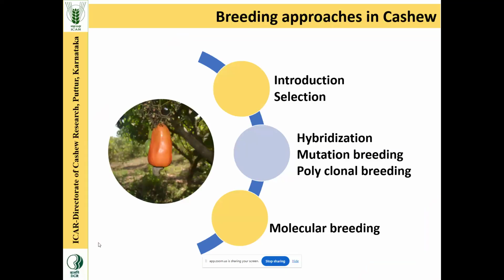What are the approaches to achieve those breeding objectives? It is introduction or selection. We can introduce or make a selection of the best varieties which are performing better than the already established varieties, or go through a hybridization program by crossing two different varieties. Particularly target-oriented breeding programs are more encouraged. And also, one of the advanced approaches is molecular breeding.